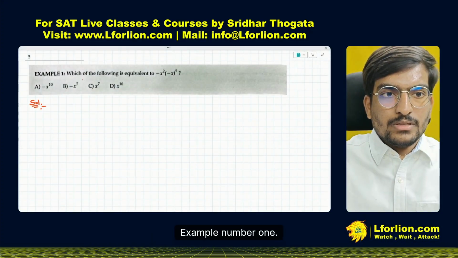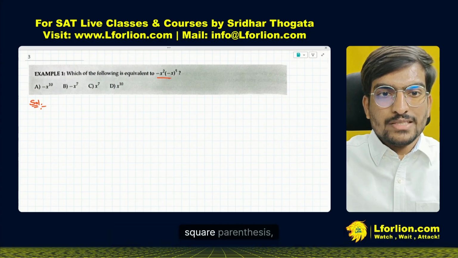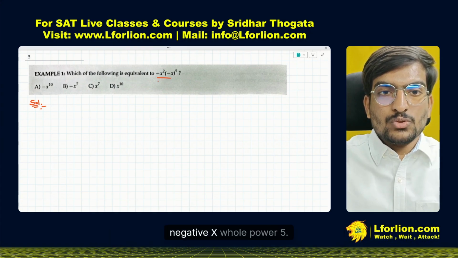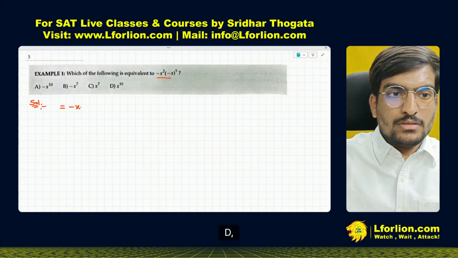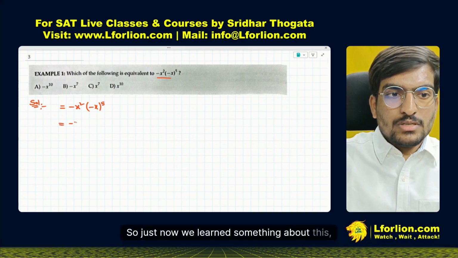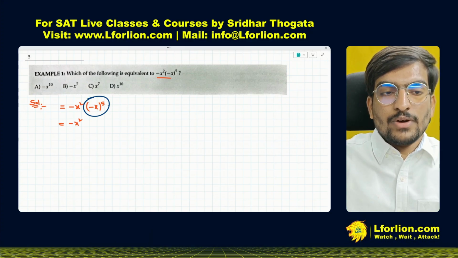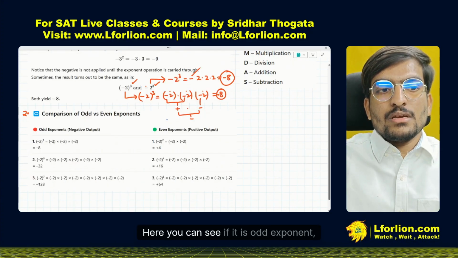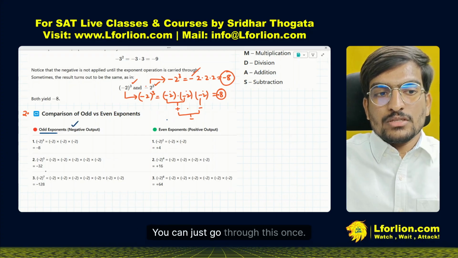Example number 1. Which of the following is equivalent to negative x square, parenthesis negative x whole power 5? So we have options A, B, C, D. Negative x square, parenthesis negative x whole power 5. Just now we learned something about the part negative x whole power 5. Here you can see, if it is an odd exponent, we end up with a negative output. You can just go through this once.